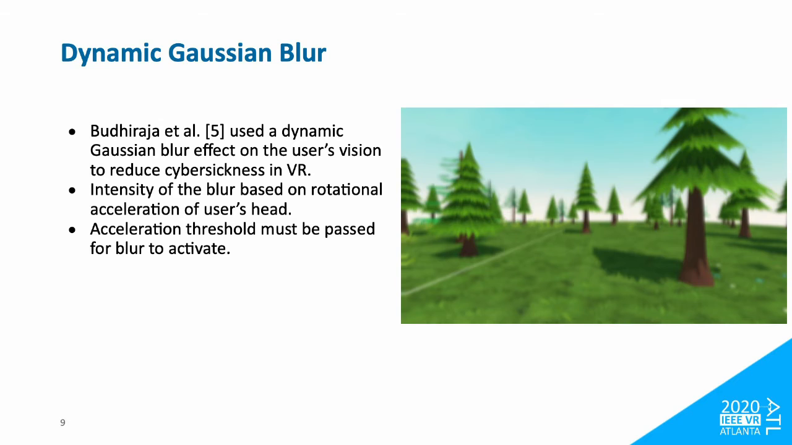Budhiraja et al. were able to reduce cybersickness in users by applying a Gaussian blur to the user's vision in VR. The intensity of this blur is directly proportional to the rotational acceleration of the user's head, though an acceleration threshold must first be crossed for this effect to kick in, in order to ensure that the user isn't constantly dealing with a blurry image. Our script can be attached to a virtual camera and comes with options for an acceleration modifier, a minimum acceleration threshold, a maximum sigma or intensity value for the Gaussian function, and a smoothness value controlling how many times the effect is applied.